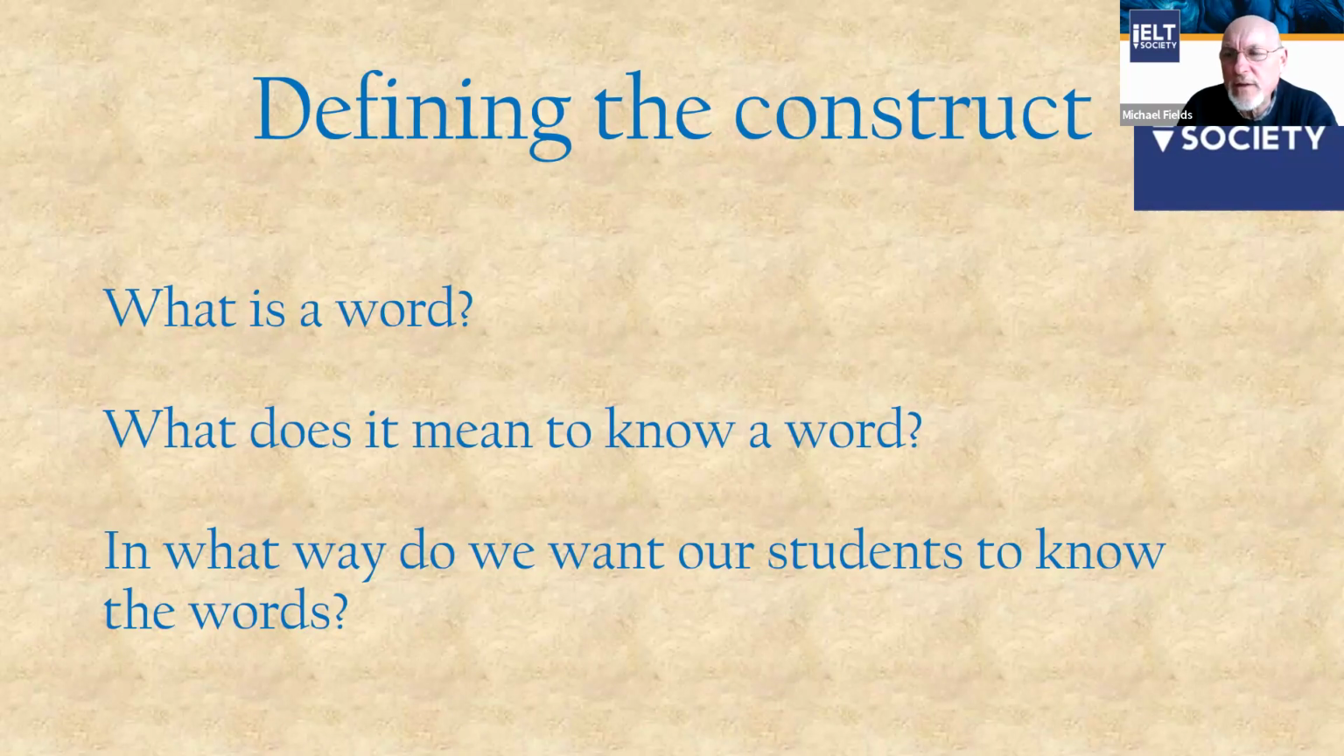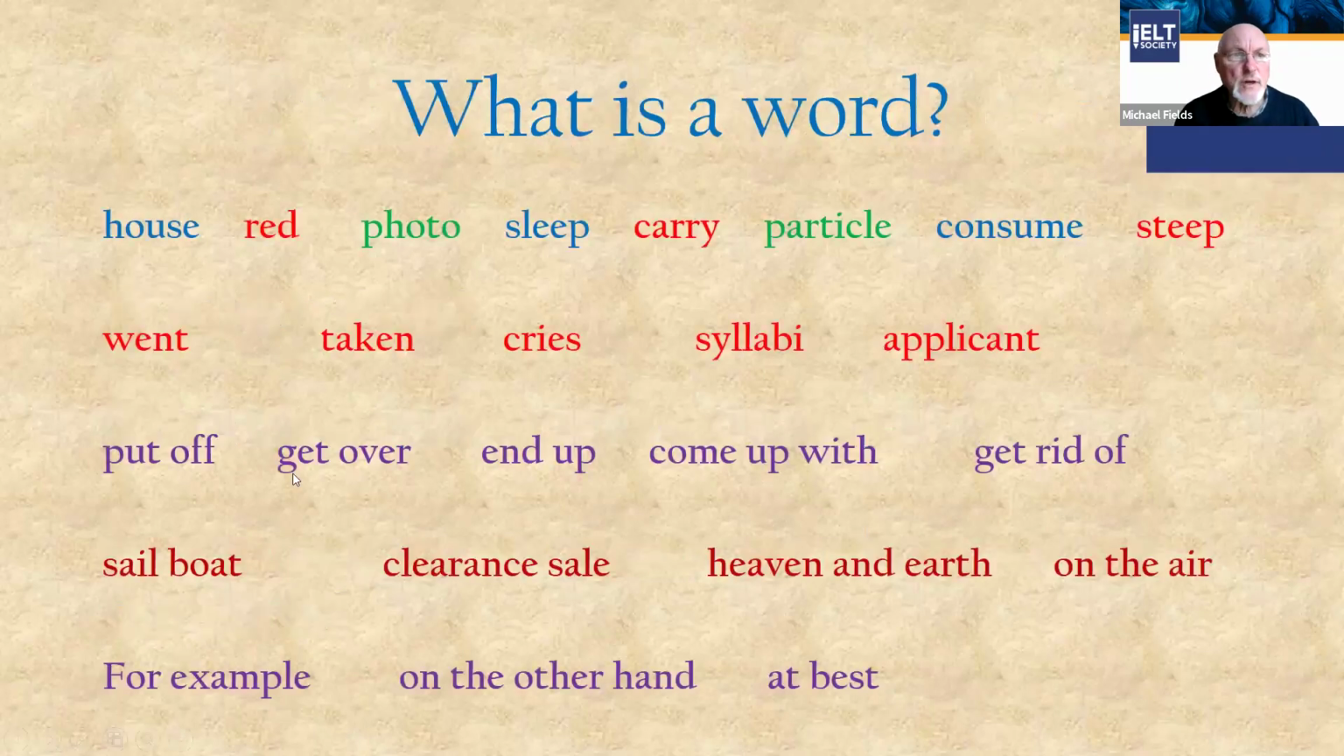And what is a word, I think, is one question we can ask. And that seems very self-explanatory, but maybe it's a little trickier than we might think it is. What is a word? What does it mean to know a word? And in what ways do we want our students to know the words that we are testing? And I think if we can answer those questions, we've made the first step in thinking about how we're going to design our vocabulary tests. So what is a word?